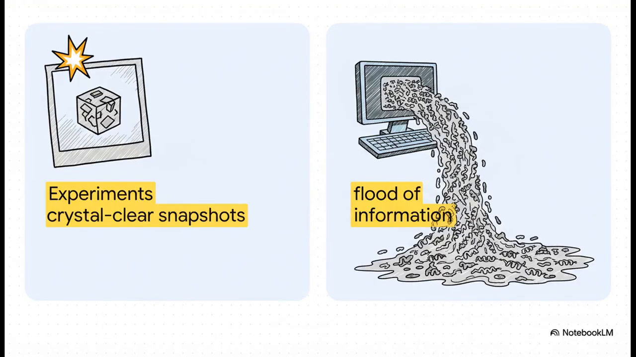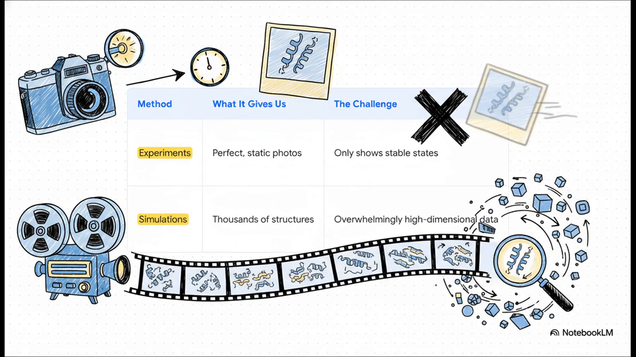You see, there are really two main ways we've been able to see a protein up until now. We can run experiments in a lab, which gives us a few super clear snapshots. Or we can use incredibly powerful computers to simulate their movements, which generates an absolute flood of information. So, you can think of it like this. The experiments give us these gorgeous, perfect, but totally static photos. You miss all the action, but the computer simulations give us the entire movie. But it's like trying to find one critical second in a film that's millions and millions of frames long. The sheer amount of data is like trying to hear a whisper in the middle of a hurricane.